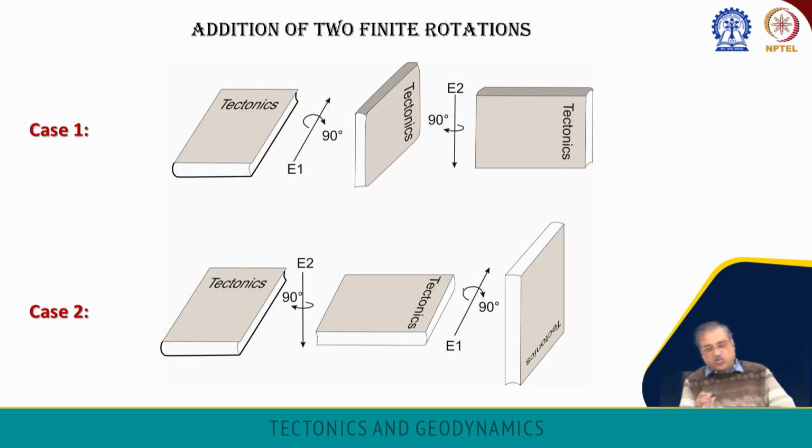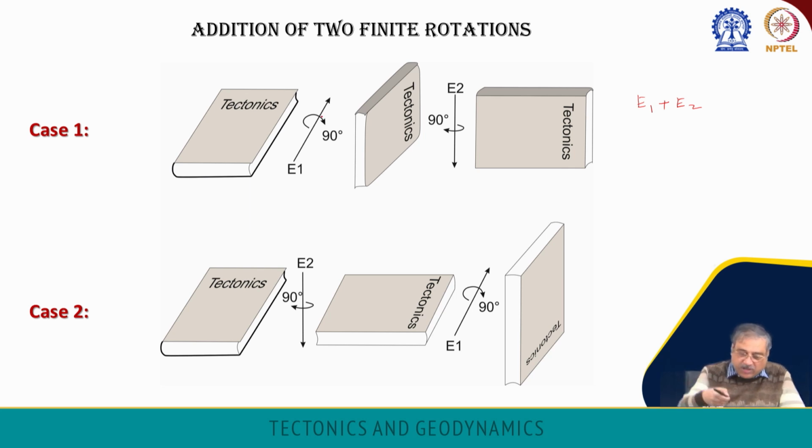So let's say case 1. I've just taken this from Moores and Twiss. It's a beautifully depicted thing. I've just redrawn the figure, and we can talk of two cases. In the first case, E1 is applied first and E2 is applied afterwards, so you're adding E1 plus E2. So this is this book, Tectonics, which has tectonics written on it, and you're rotating it around this way.